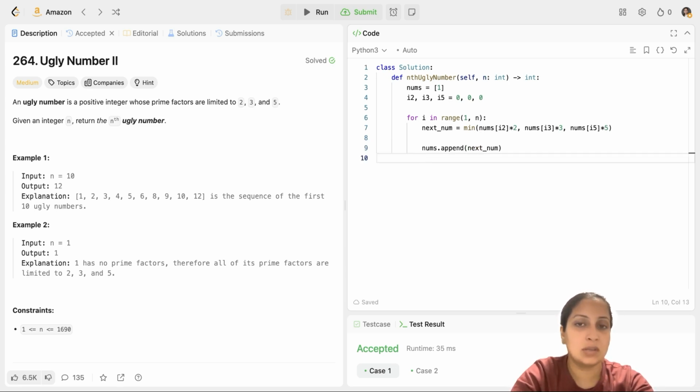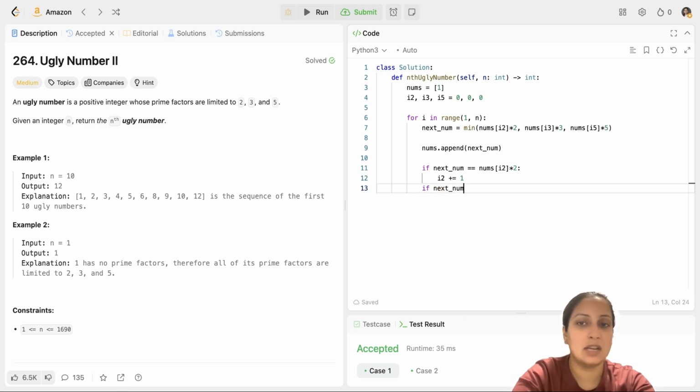Now, since you need to increment the pointer, but you don't know which pointer to increment, you don't know what choice was made earlier. So you will check through if statement, if next num is equal to nums I2 multiplied by 2, if that is the case, then increment I2 plus equal to 1. But it could be the case that two values like nums I2 multiplied by 2 is 6 and nums I3 multiplied by 3 is also 6. In such a scenario, you have to increment both the pointers.